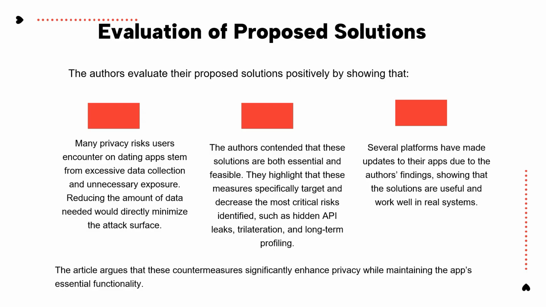With all of the solutions, they also showed real-world effectiveness. They wrote that after they disclosed these issues to several platforms, several of these platforms made updates to their apps, and it was actually shown to be useful and work in real systems. Overall, the paper concludes that these measures significantly enhance user privacy and reduce the risk of stalking, harassment, identity misuse, and actual physical harm.